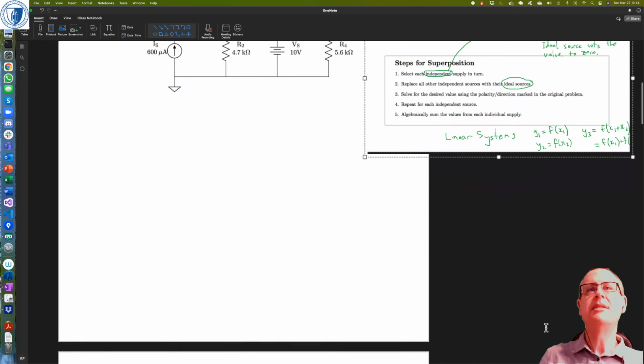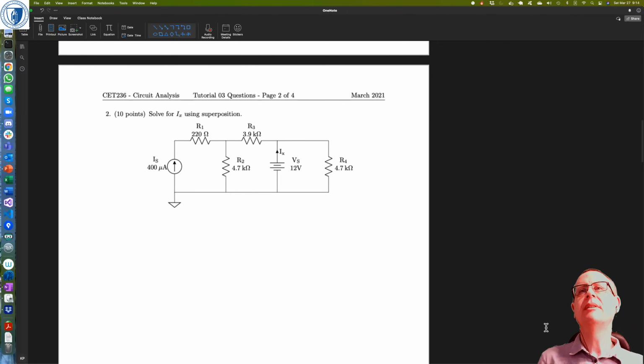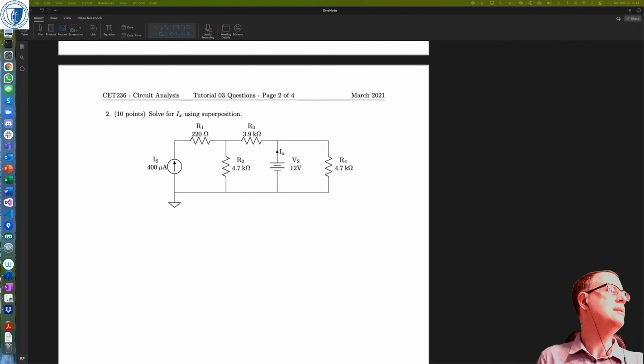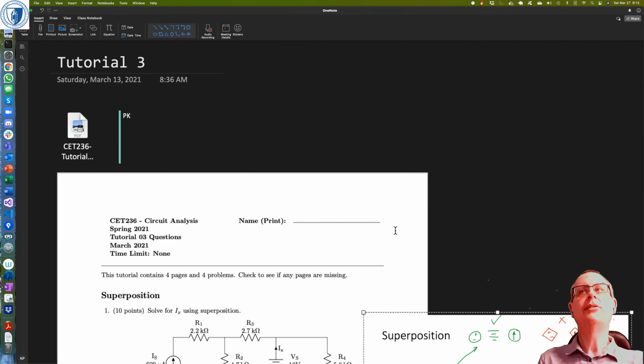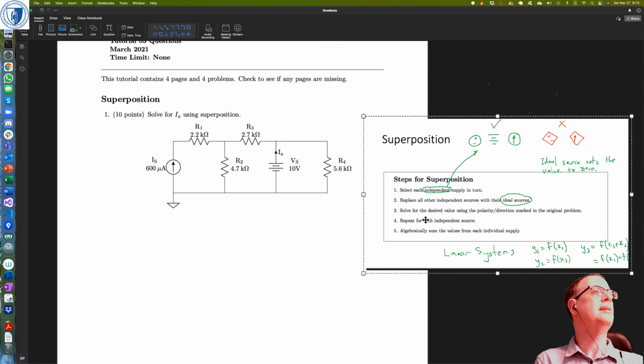And I think the second question is pretty similar, right? And let me just, in case you don't have access to OneNote, I'll just pop the tutorial into the materials channel, so that should be there now. Okay, any questions about the superposition piece?